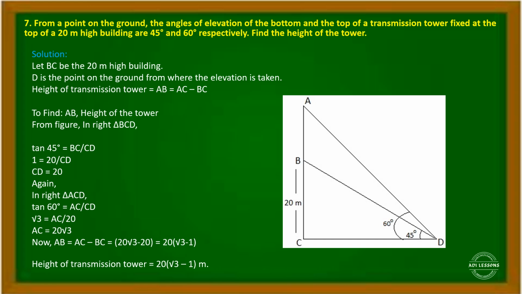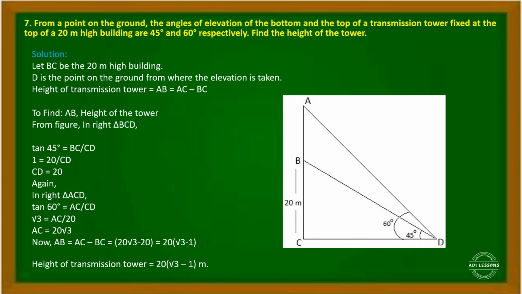BCD, tan 45 degrees equals opposite side BC by adjacent side CD. So, we know tan 45 degrees equals 1. So, 1 equals 20 by CD. CD equals 20. Again, in right triangle ACD, we take tan 60. Tan 60 equals opposite side AC by adjacent side CD. So, root 3 equals AC by 20. AC equals 20 root 3.